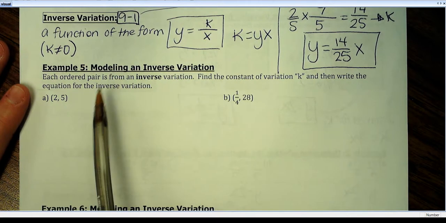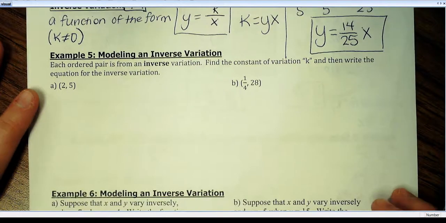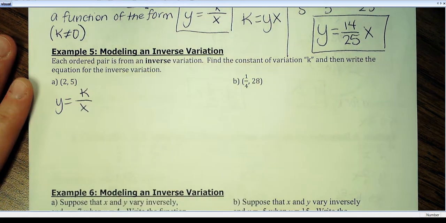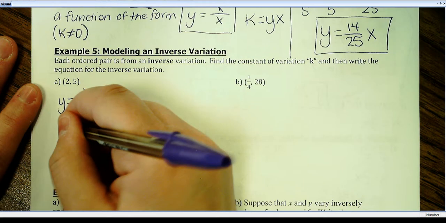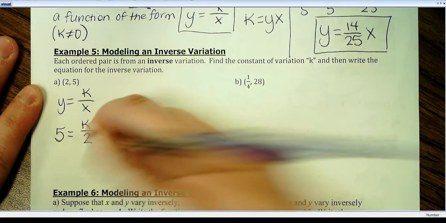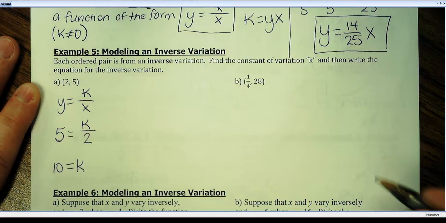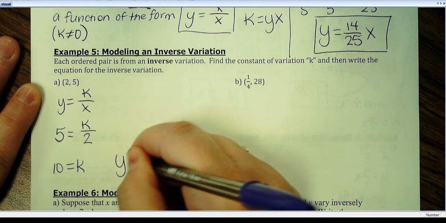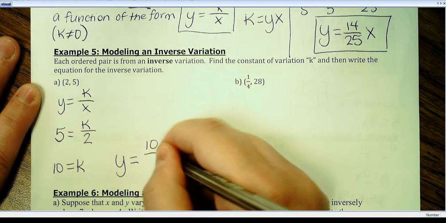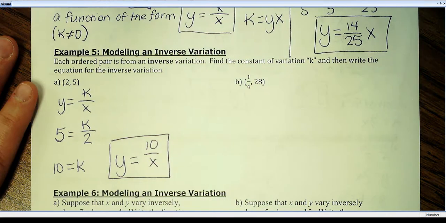Alright, so if this is an inverse variation, find the constant of variation k and then write the equation for the inverse variation. So here's your general form. You're going to want to know that. And I'm going to put 5 in place of y and 2 in place of x. Just multiply both sides by 2 real quick. That's your constant of variation. Now the actual question says let's write this as an inverse variation. So I'm going to go ahead and substitute in my constant of variation as the 10, and that's what they're looking for there.